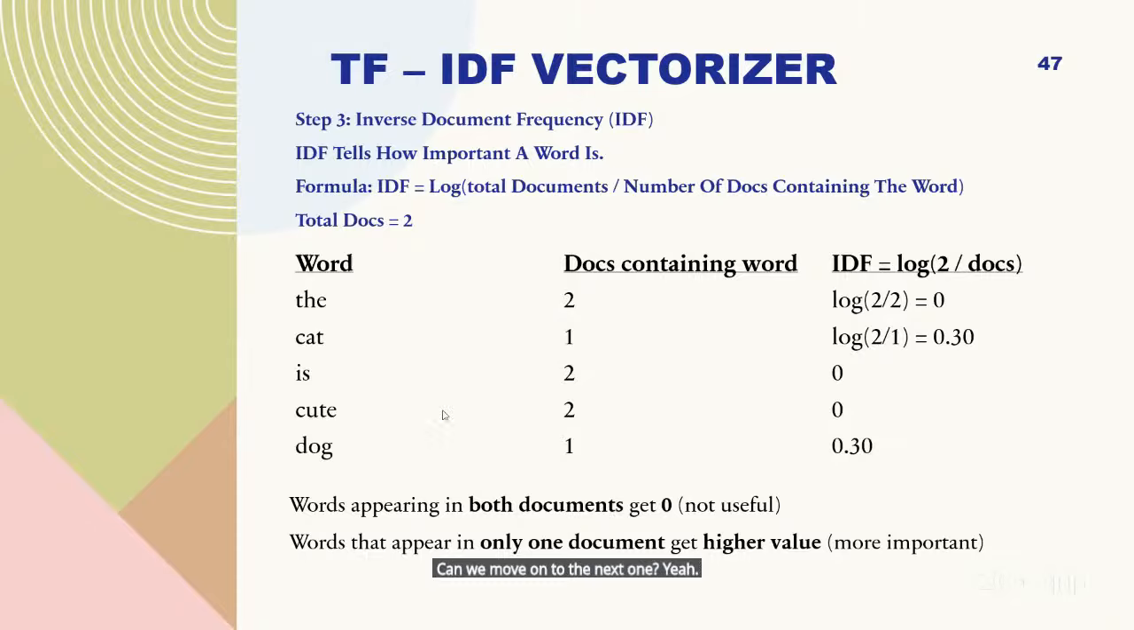So now we can understand that words appearing in both documents get 0. The machine will consider them as not useful, whereas the words with higher values will be considered the important words. That's all. That is the result it is going to give you.